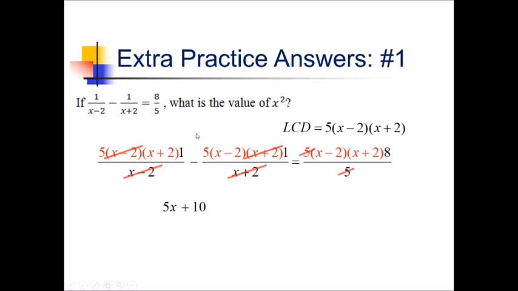We have to be careful though because this is a negative going on. This negative applies to this 5 here. So I'm really distributing negative 5 to both of those. I end up with negative 5x, and then negative 5 times negative 2 is positive 10. I've got to be careful there.